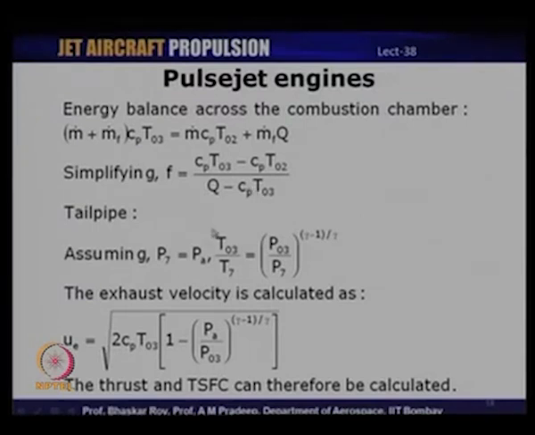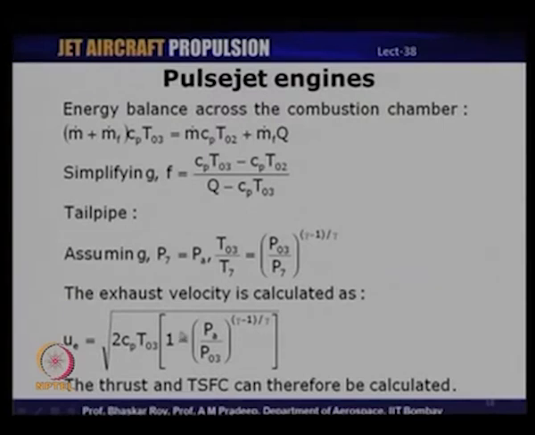Now, in the tailpipe, we will assume P7, which is the exit static pressure, is equal to the ambient static pressure, and T03 by T7 is (P03 by P7) raised to gamma minus 1 by gamma. So, the exit velocity can be calculated from again the enthalpy balance across the tailpipe. We get UE, which is the exit velocity, is equal to square root of 2 Cp T03 multiplied by 1 minus (Pa by P03) raised to gamma minus 1 by gamma.